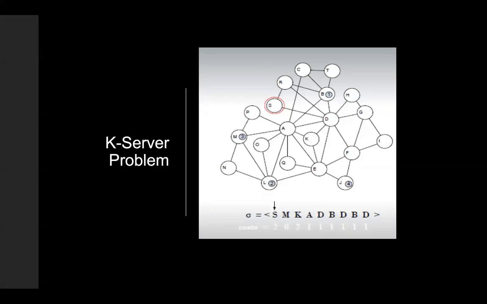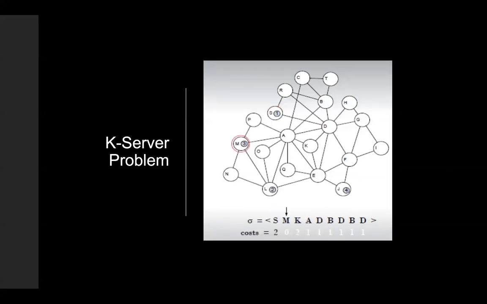Our first request is at S, so we should move any of the 4 servers to S. Say we are moving the server from B to S. So here the total cost is 2. Next request is at M. Since we already have a server there, the cost of serving M is 0.